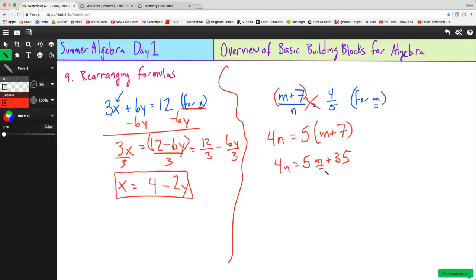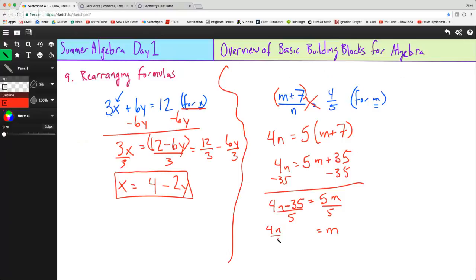We want to get this m by itself, so let's get all these numbers off the right side. So let's start by subtracting 35. 4n minus 35 is 4n minus 35. You can't combine those terms. And that equals 5m. Now we're going to divide both sides by 5. And on the right side we get m. And on the left side, remember, 4n over 5. Got to divide 5 by both pieces. 35 over 5. So we get 4n over 5 minus 7 equals m.